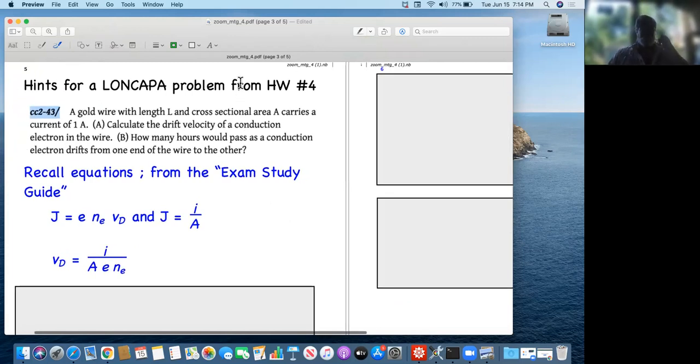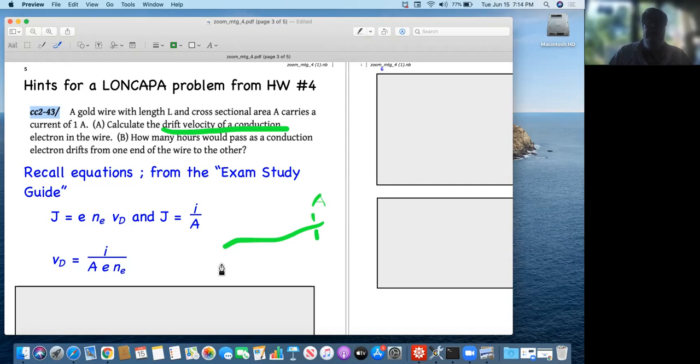So let's go on to another of the line capital problems from homework assignment number 4. What's the drift velocity of a conduction electron in gold? So you have a gold wire with a length L and a cross-sectional area A, and a current I equals 1 amp. So you have this wire. And the cross-sectional area here is A. And the length, I guess it'd be this distance, is L.